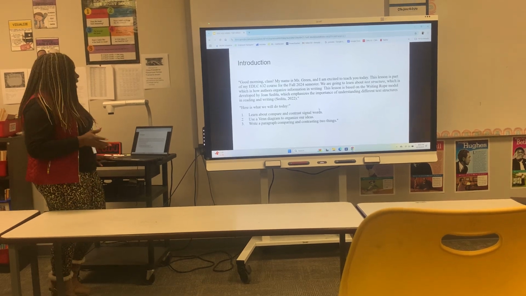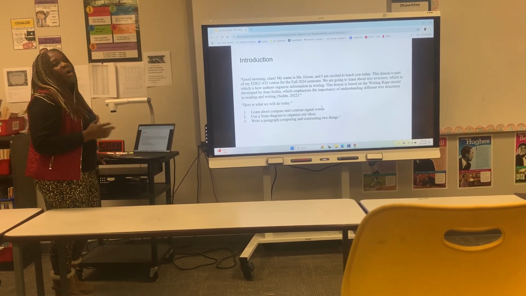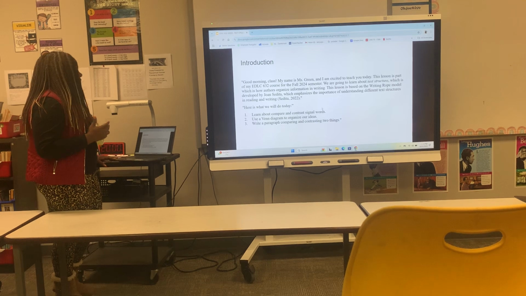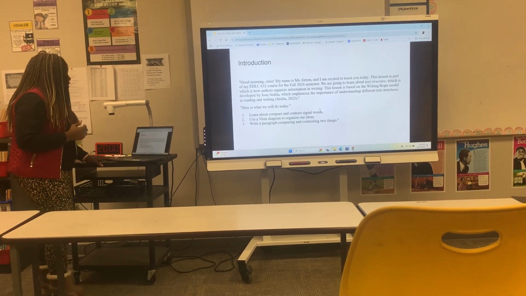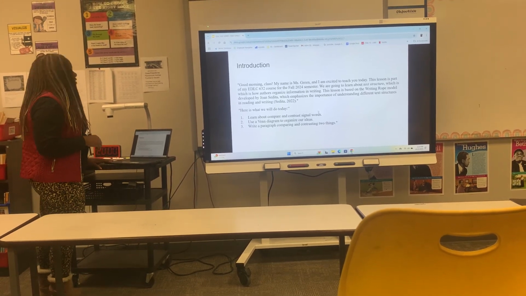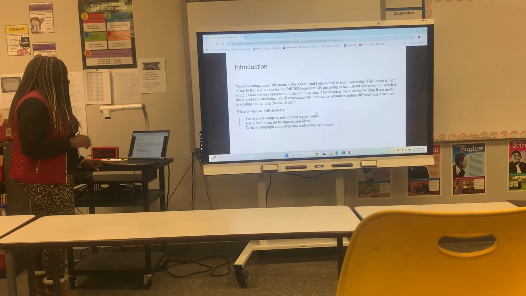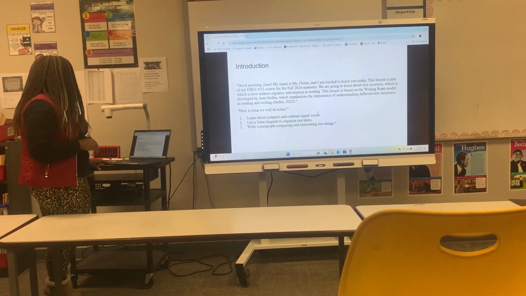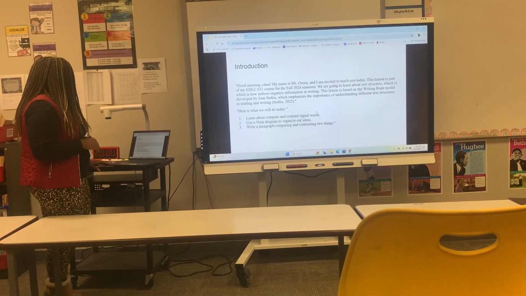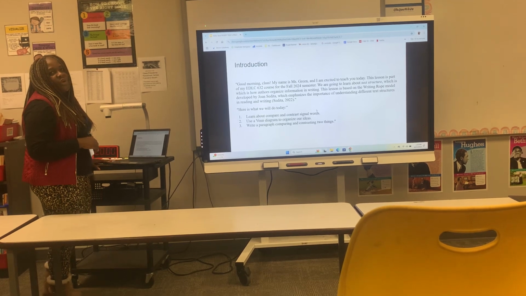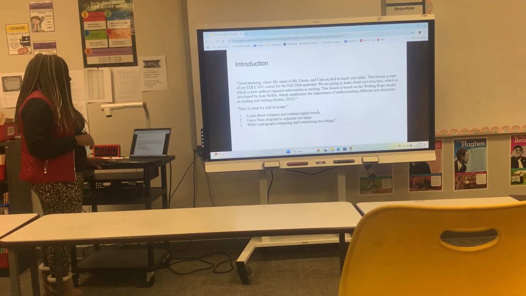We're going to learn about text structures, which is how authors organize information in writing. This lesson is based on the Write and Wrote model developed by Joan Sedita, which emphasizes the importance of understanding different text structures in reading and writing according to Sedita 2022.